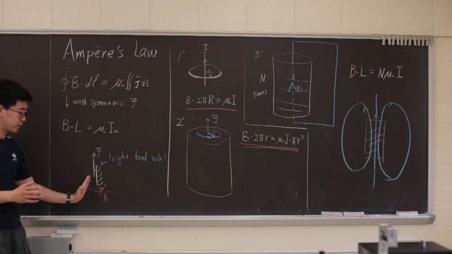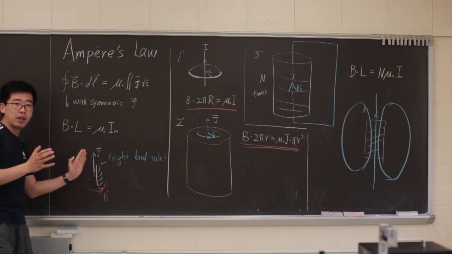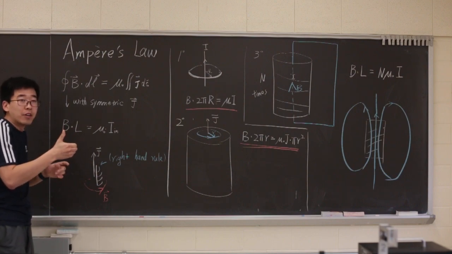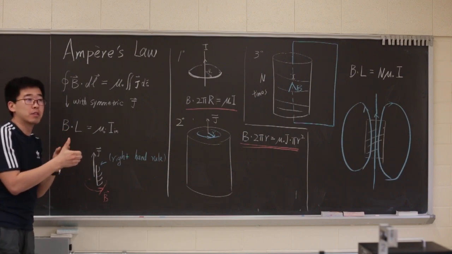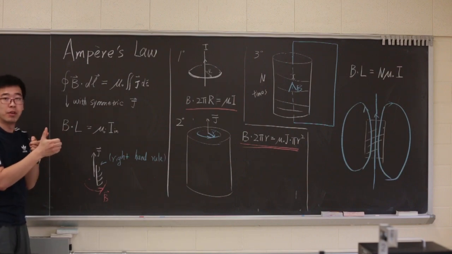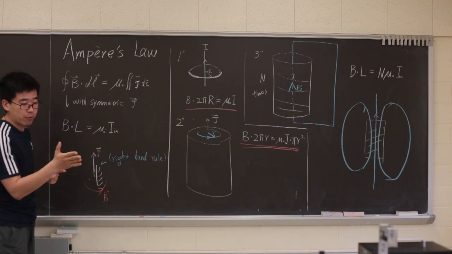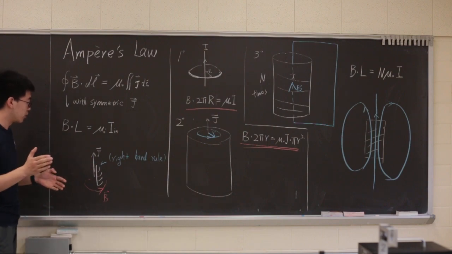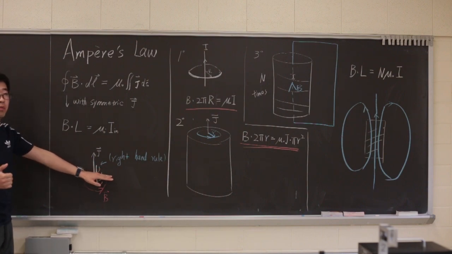So, for instance, there's a current flowing that way. You can think of holding this current with your thumb pointing in the current direction, and your four other fingers pointing in the direction of your B field. Basically, that is the right hand rule.